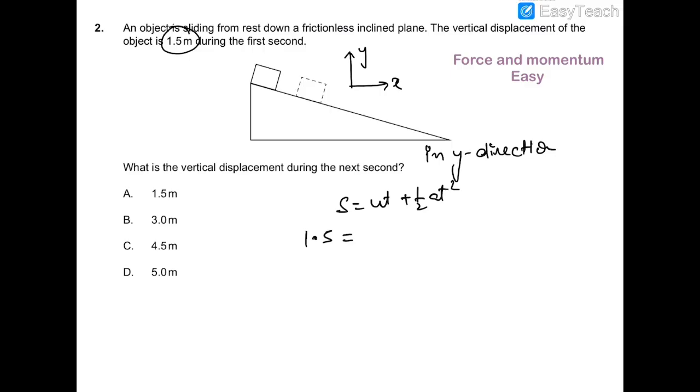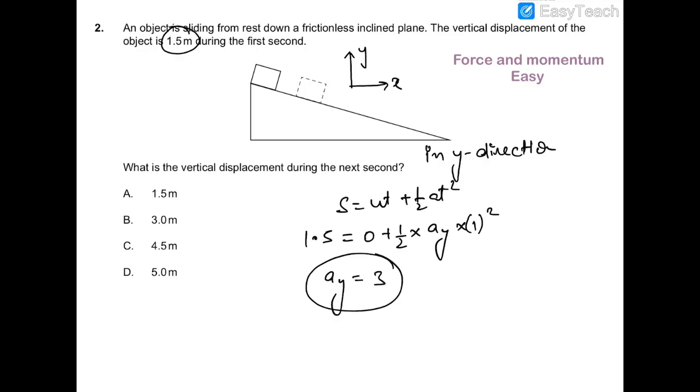So 1.5 will be equal to ut. Now u is 0 obviously, and this is half g, in fact we do not know the acceleration, so we assume that it is ay. Actually, you know that the acceleration of this block on this inclined plane will be g sine theta, and there would be a component of g sine theta in the vertically downward direction. So we are just ignoring the trigonometry involved in that component. We are just considering it as ay. Now the time is 1 second, so it is 1. So you can see that ay will be equal to 3.